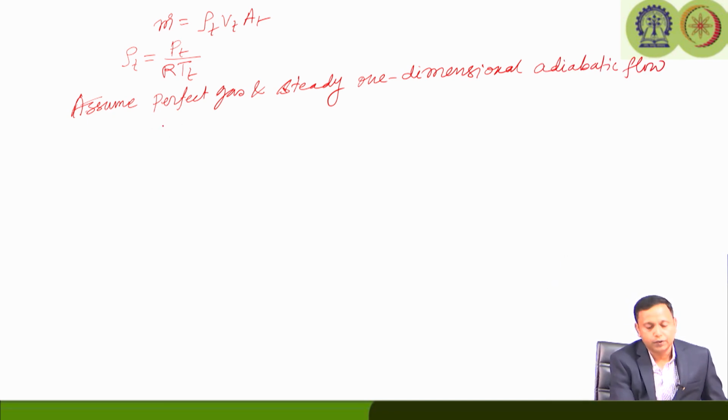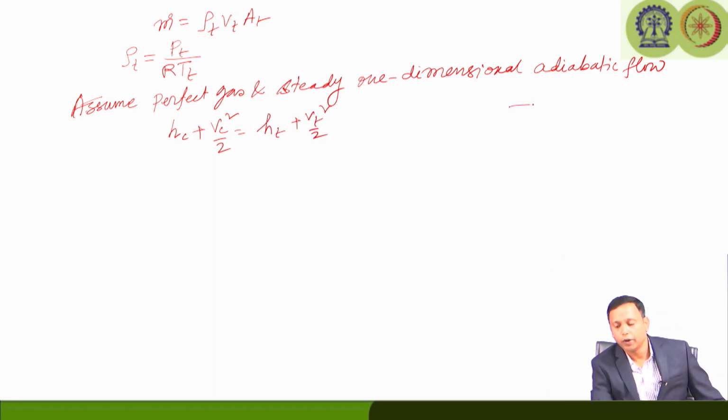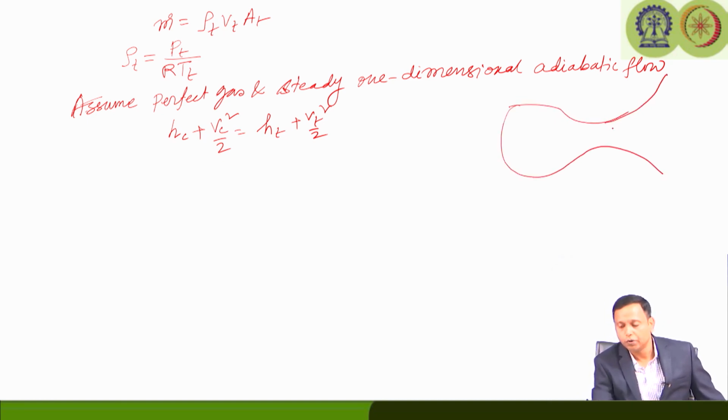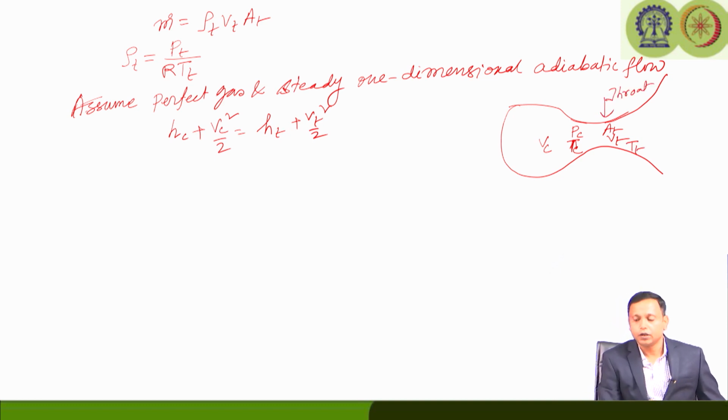I am just writing from the previous equation. We already did it for the derivation of the V J, so I am just writing the same thing for considering the throat. If you recall, we had something like this. If this is your converging part, it is P c, T c, V c, and here we have A t, V t, T t. So, this is the throat.